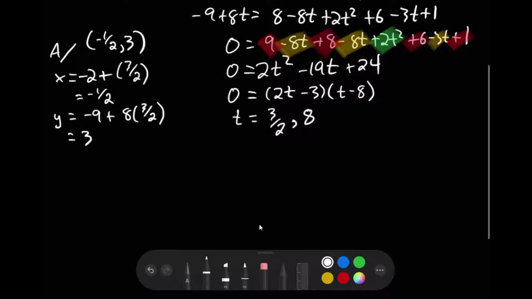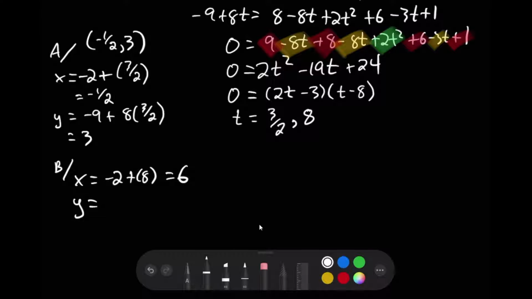Then let's find our B value. So point B is at, same equation again, x equals -2 plus t. T is 8, so we're going to be at 6. And my y value, -9 plus 8 times 8. So 64 minus 9 is 55. And so point B is located at (6, 55).